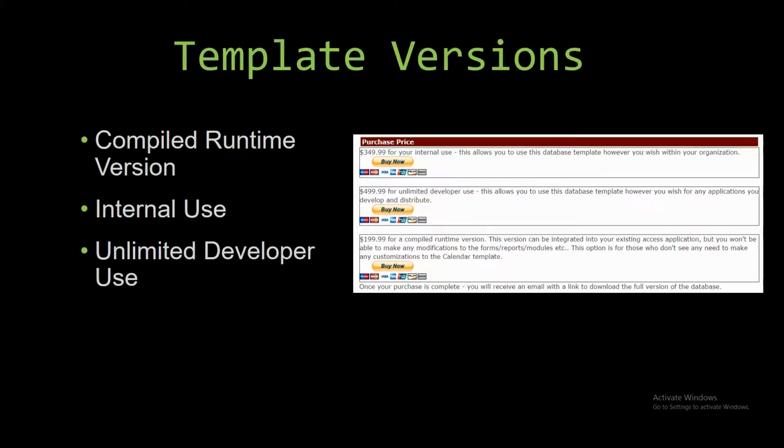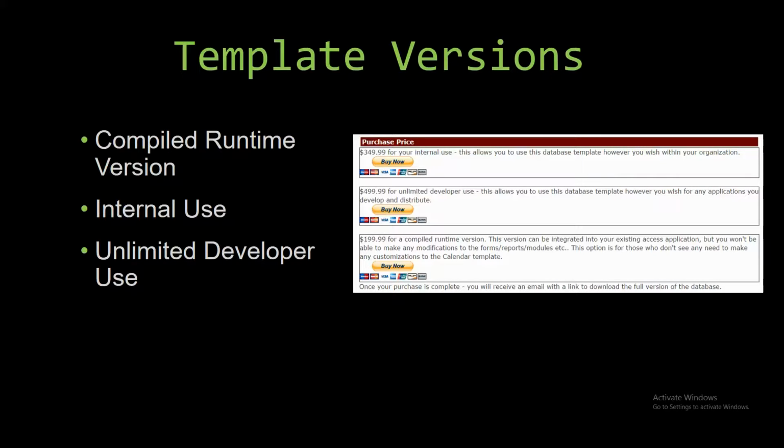With most of our templates that we offer, there are 3 different versions that you can purchase. A compiled runtime version, one for internal use, and one for unlimited developer use. The compiled runtime version is a run-as-is version without the paid full version of Microsoft Access, using free Access Runtime from Microsoft. It can be integrated into your existing Access application, but you will not be able to make any modifications to the forms, reports, modules, etc. This option is more for those of you who don't see any need to make any customizations to the template.